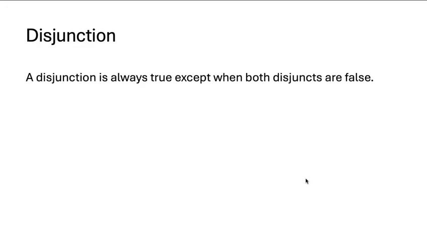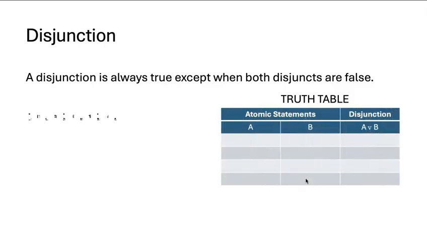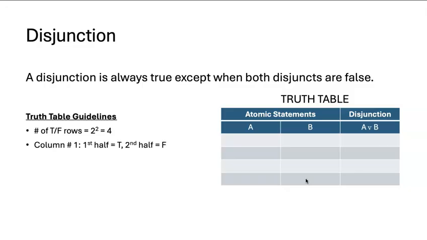Next, the disjunction. The rule, a disjunction is always true except when both disjuncts are false. So here's our truth table. Again, guidelines. Number of rows for true or false, it's 4 rows. There are 2 atomic statements, so it's 2 raised to the power 2. First column, similarly, half and half, true, false. Second column, alternate between true and false. So let's look at the rule.